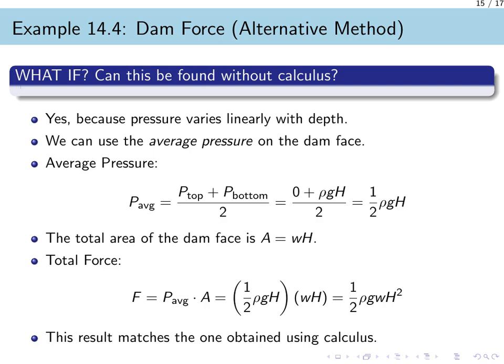The total force is then this average pressure multiplied by the total area of the dam's face, which is its width times its height, h. Multiplying these together gives a final force of 1/2 rho g wh squared. This is the exact same result we found using integration, providing a great intuitive check on our answer.